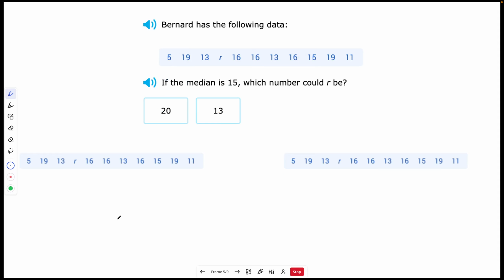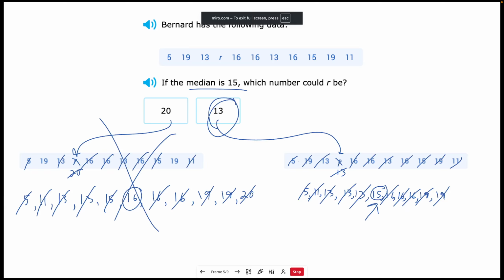All right, for this one, same type of idea, except this time they say the median is 15, so now you need to calculate the median for each set. All right, and here is the median calculated for each one, and we were supposed to get 15, so 13 is the correct answer.